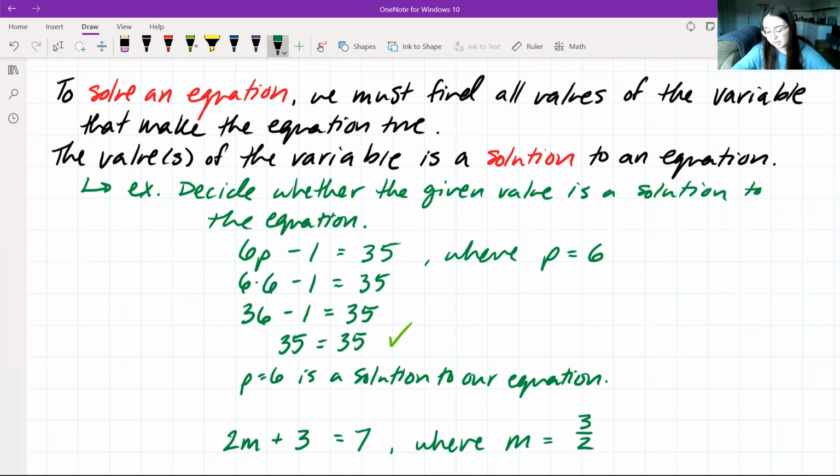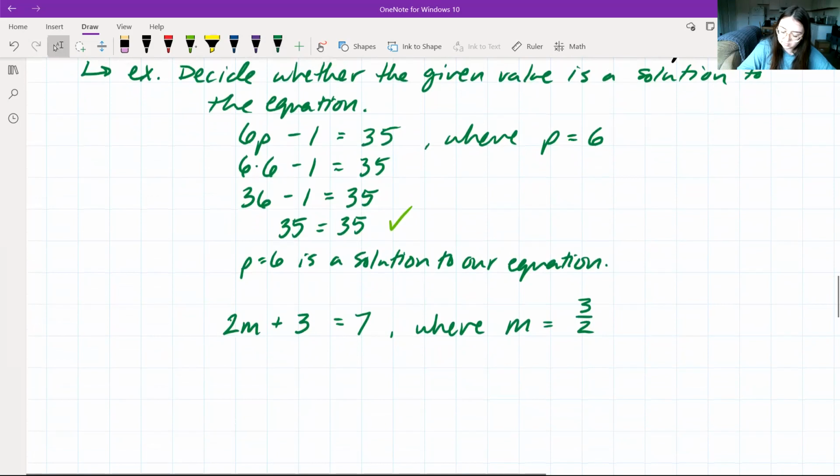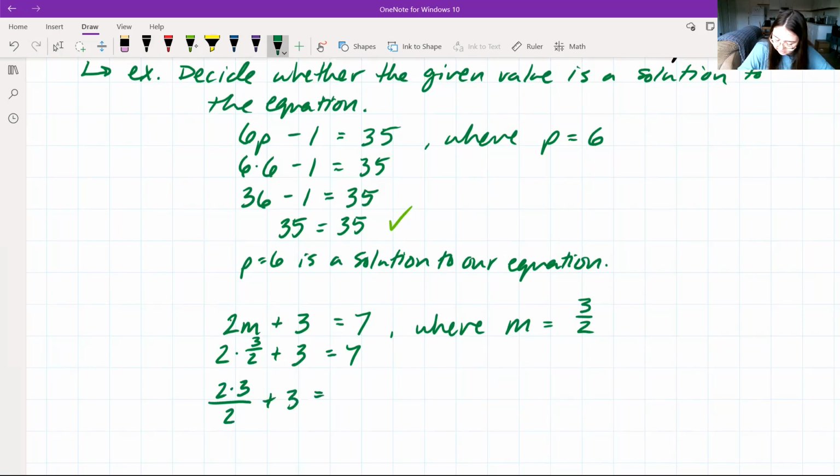Our next example is 2m plus 3 is equal to 7, where m is equal to 3/2. We want to do the same thing as before: plug in this value of m and see if the equation is correct. We have 2 times 3/2 plus 3 is equal to 7. When we multiply 2 and 3/2, this can become 2 times 3 divided by 2 plus 3 is equal to 7.